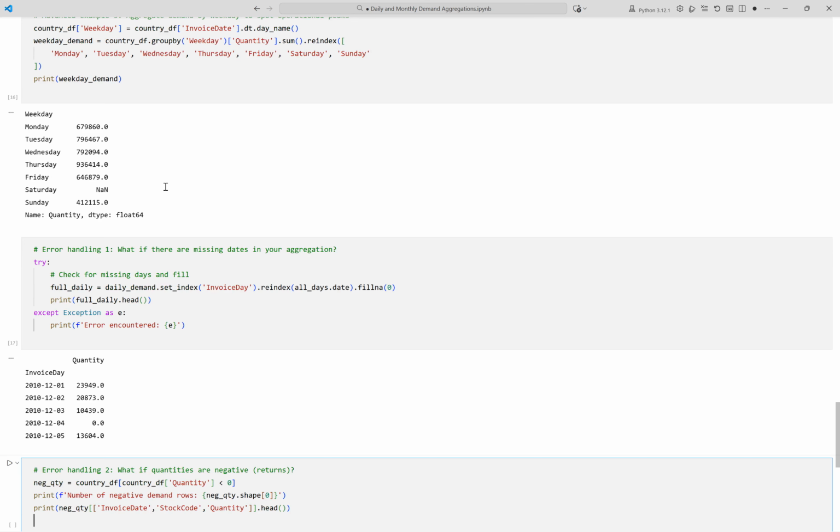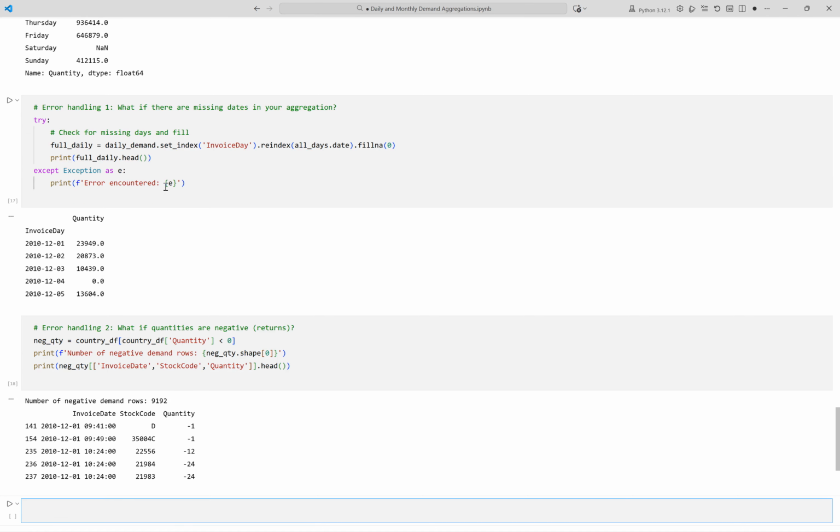Running the cell now. This output reveals that there are 9,192 rows with negative quantities, indicating product returns or cancelled sales. Noticing the negative values in the quantity column is crucial because demand data must account for both purchases and returns to accurately reflect true customer demand. This step ensures the dataset is cleaned and interpreted correctly for reliable forecasting and planning.